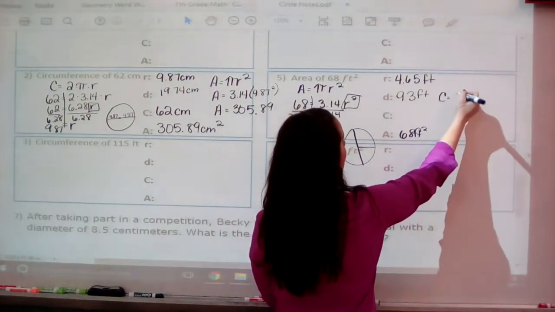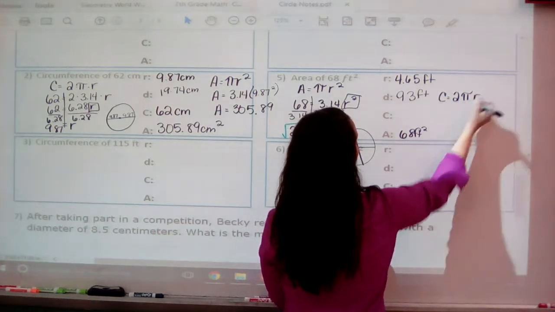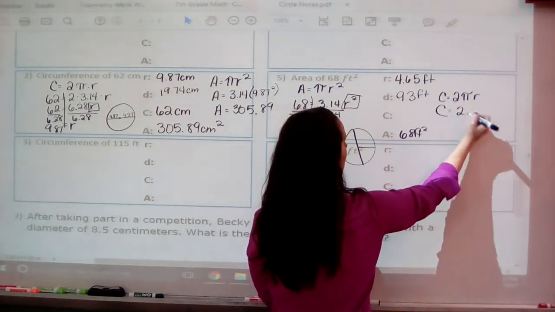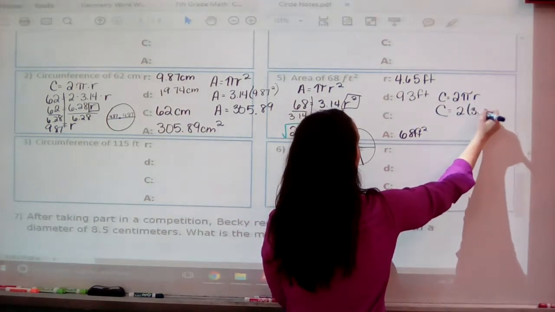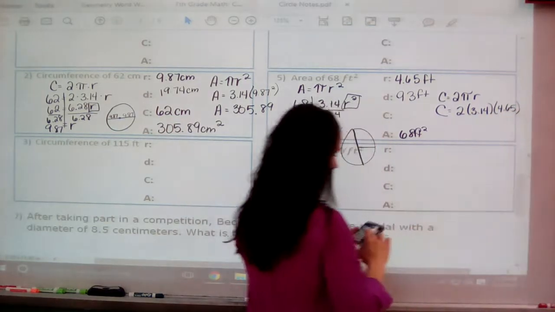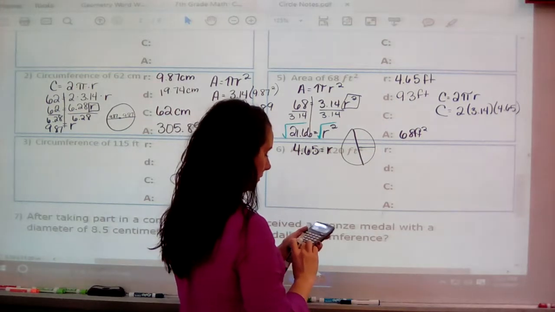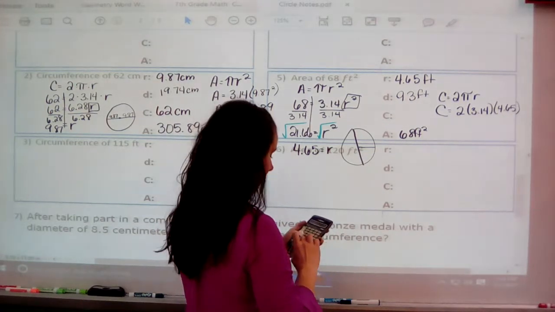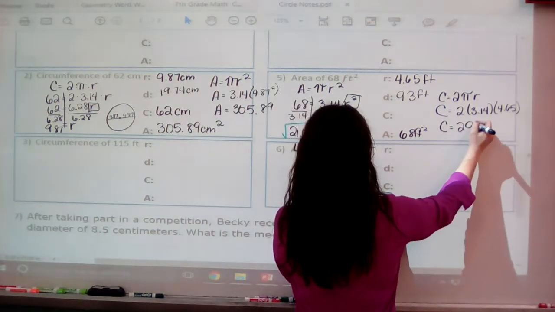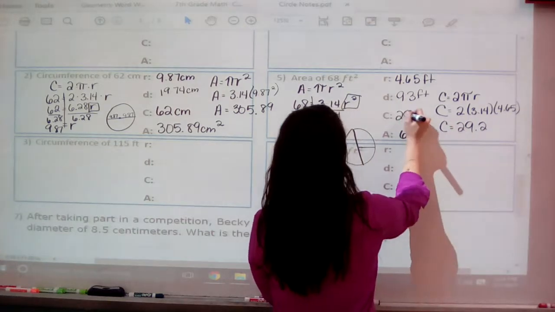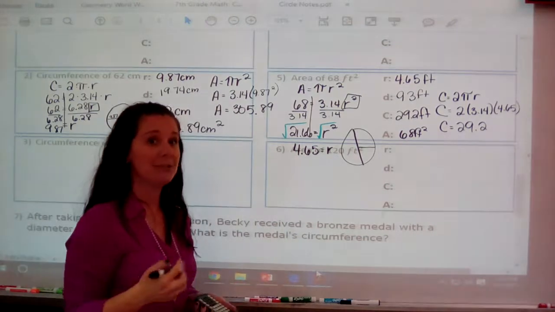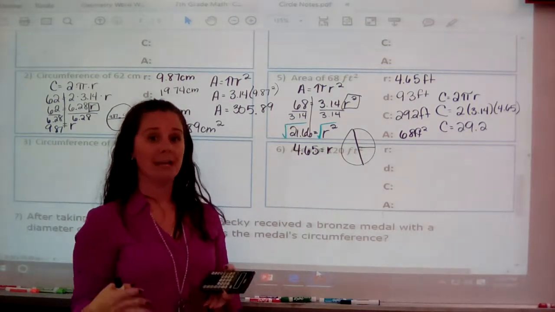My formula for circumference is C equals 2 pi r. I'm going to plug in what I know. I do not know my circumference. I know that 2 stays 2. I know that pi is 3.14. I know my radius is 4.65. So 2 times 3.14 times 4.65 will give me that my circumference equals 29.2 feet.